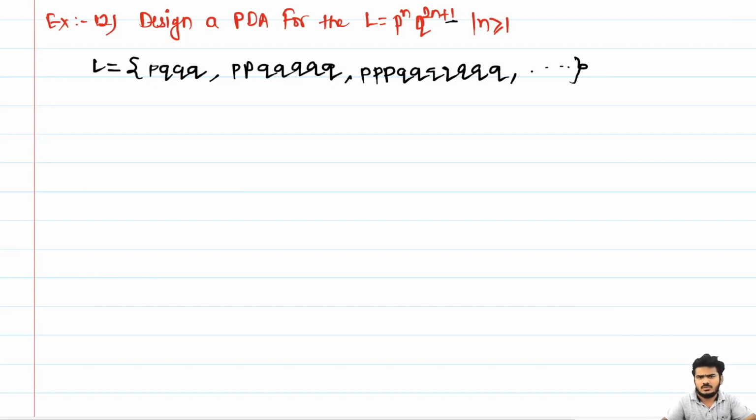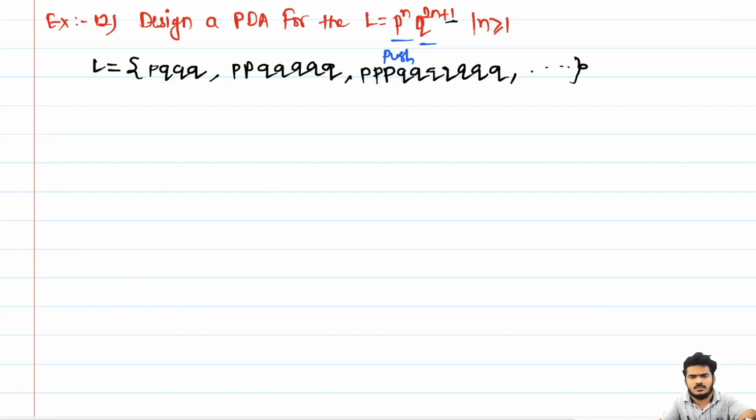So we have already designed a PDA for p raised to power n q raised to power 2n. For this example, what we need to do is, whenever p occurs we have to push that p into the stack, and whenever q occurs we have to pop p. And this example we have solved in two ways.